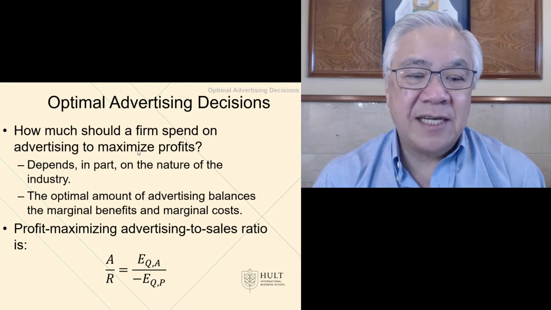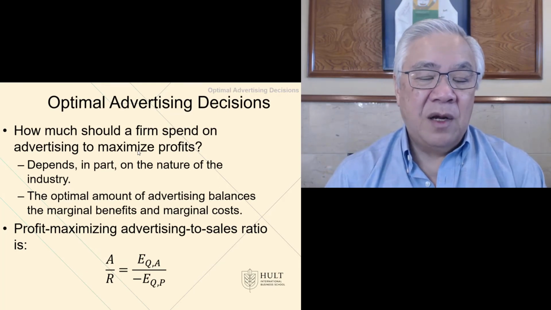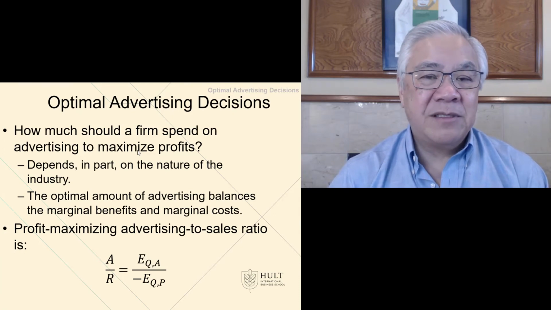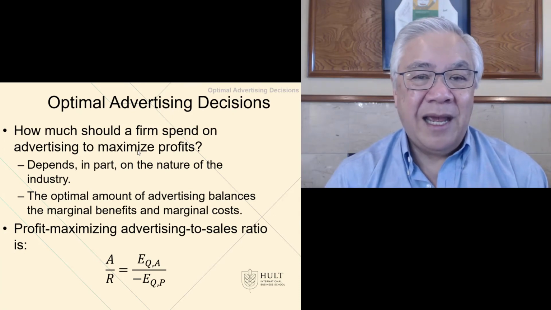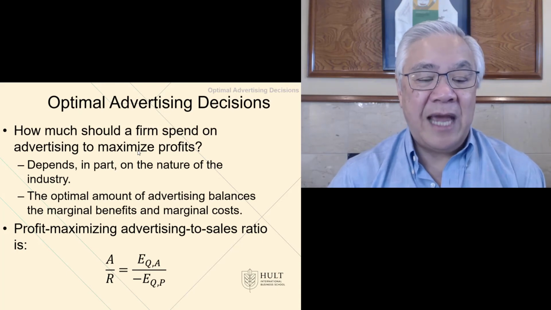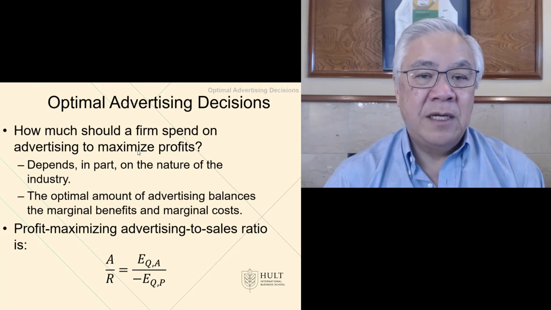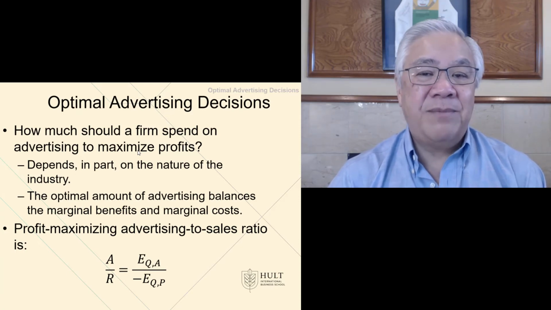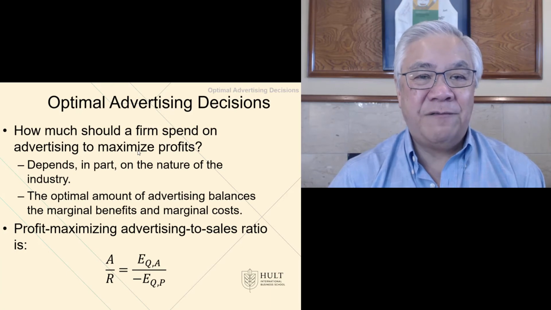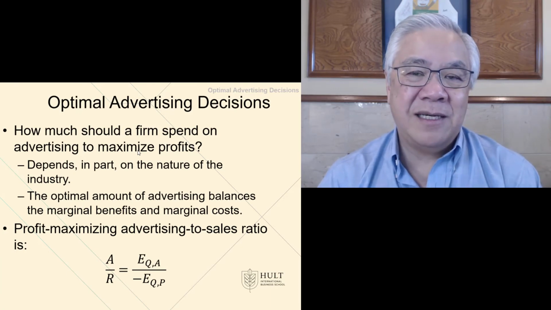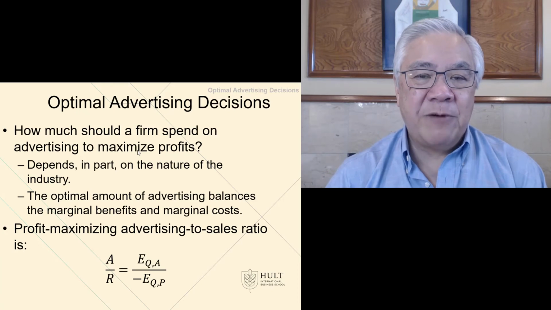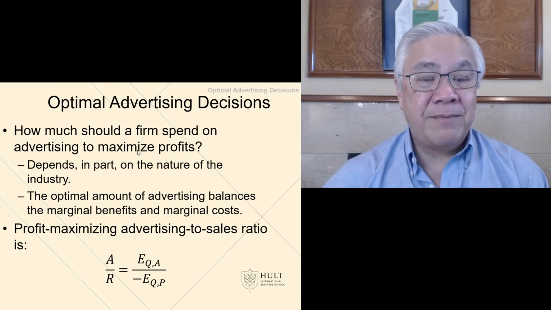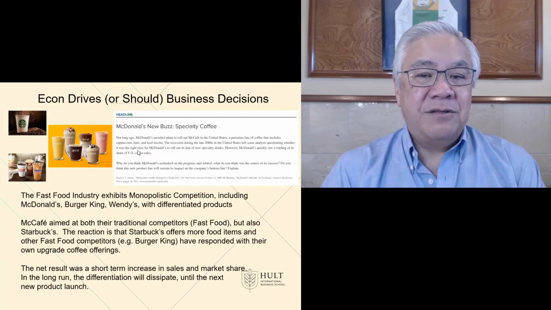The optimal advertising decisions can be made by looking at, well, what is the nature of the elasticity based on advertising compared to the elasticity based on pricing? And here we can see the relationship of the advertising to sales ratio should equal the elasticity for advertising divided by the negative elasticity for pricing. It's negative because it's a negative relationship. So we look at that ratio, and that will set the amount of ads versus the amount we do via price competition. So back to McDonald's.